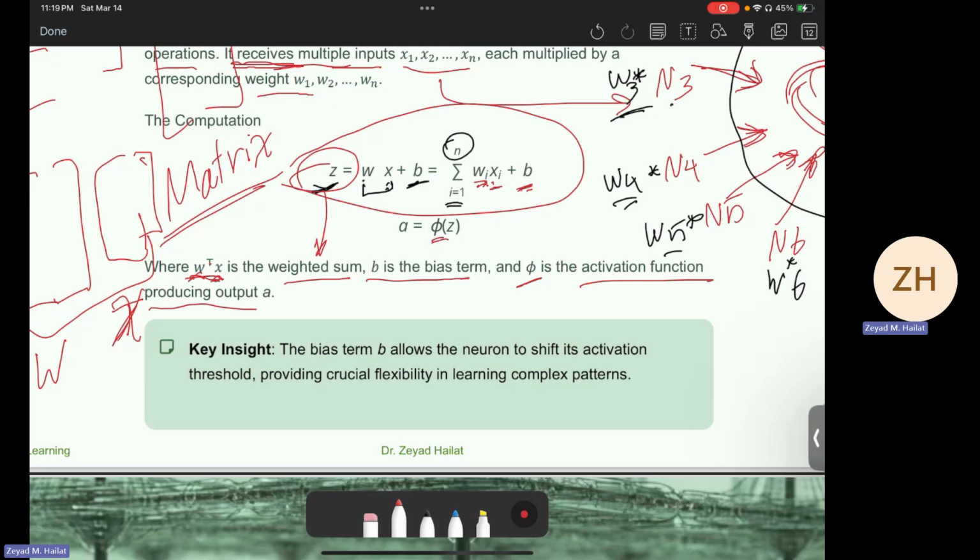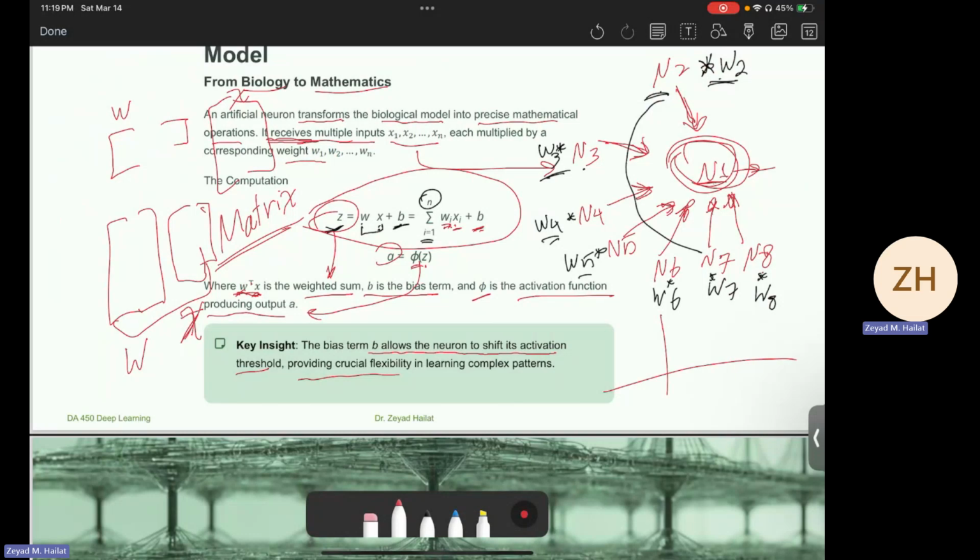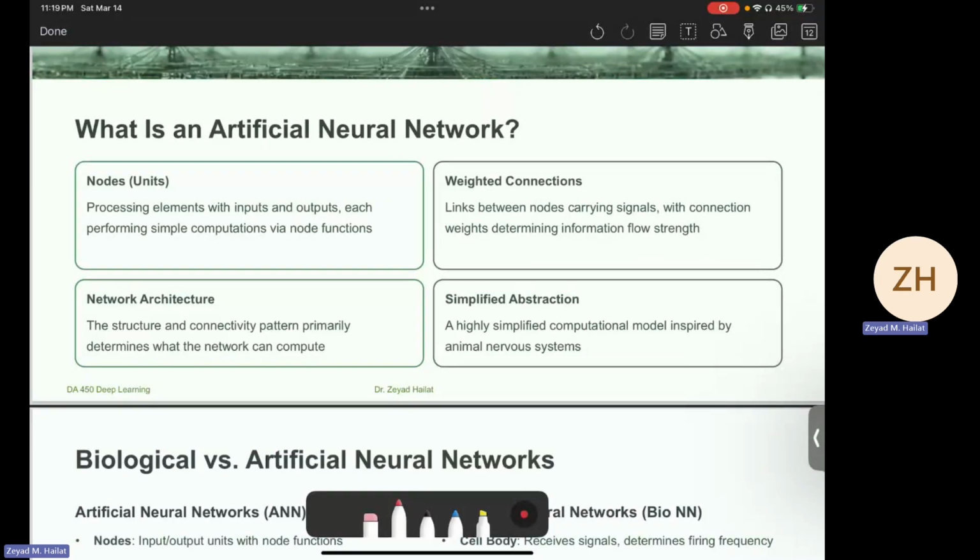So we are talking about phi, the activation function, which we'll discuss in a chapter about activation functions in neural networks, and this will calculate the A, which is the final output that we will have for this neuron. The bias term B allows the neuron to shift its activation threshold, providing crucial flexibility in learning complex patterns. For example, if you look at this curve, you can shift it up and down, or move it to this side or that side by this bias. So it enables more flexibility.